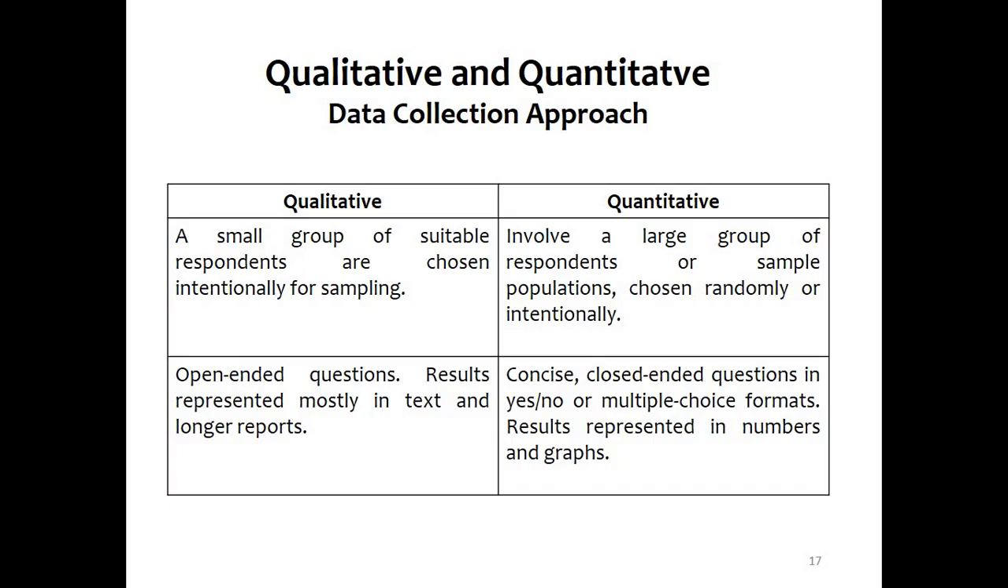Fifth difference: qualitative data emphasizes open-ended questions, with results mainly shown in text and lengthy reports. In contrast, quantitative data uses concise, closed-ended questions like yes/no or multiple choice. Results are displayed in numbers and graphs.